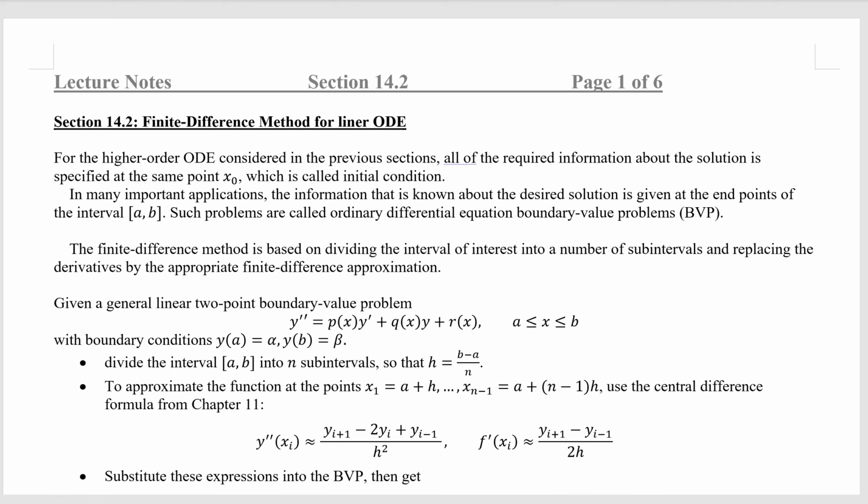But in many important applications, the information that is known about the desired solution is given at the endpoints of an interval AB. Such problems are called ordinary differential equations boundary value problems, BVP. So IVP is initial value problem, BVP is boundary value problems. The finite difference method is based on dividing the interval of interest into a number of subintervals and replacing the derivatives by appropriate finite difference approximations.